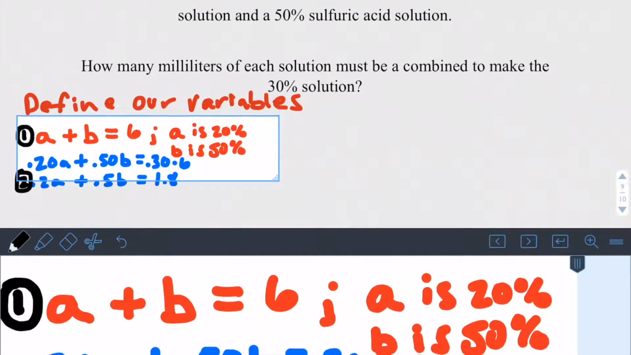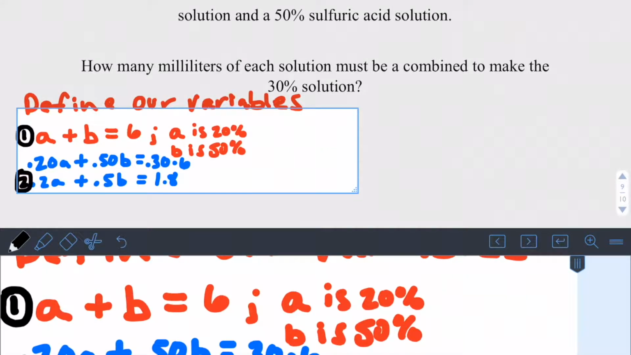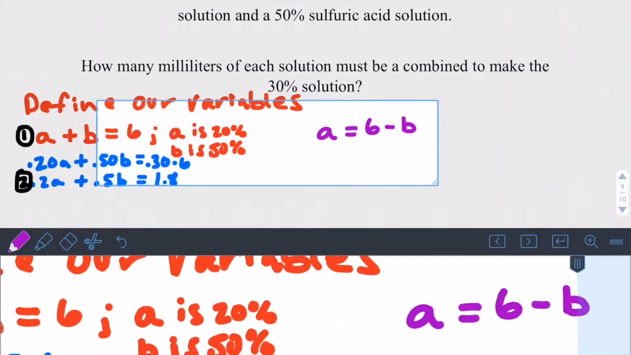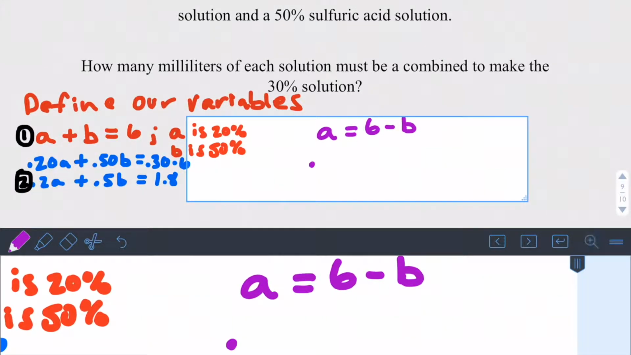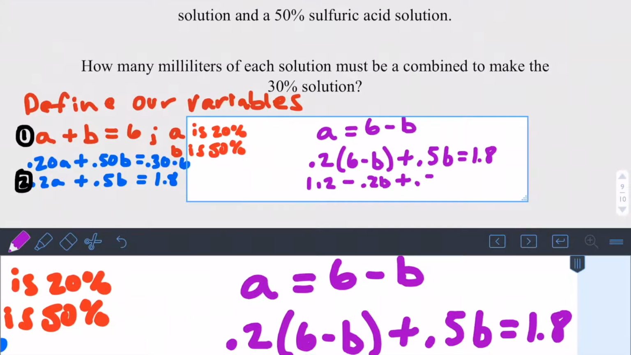Now that we have equation number 2, we want to go up here and solve for one of our variables from equation number 1. Let's just solve for a. A is equal to 6 minus b, and we can take this value and plug it into our second equation. So we get 0.2 times (6 minus b) plus 0.5b equals 1.8. And we get 1.2 minus 0.2b plus 0.5b equals 1.8.